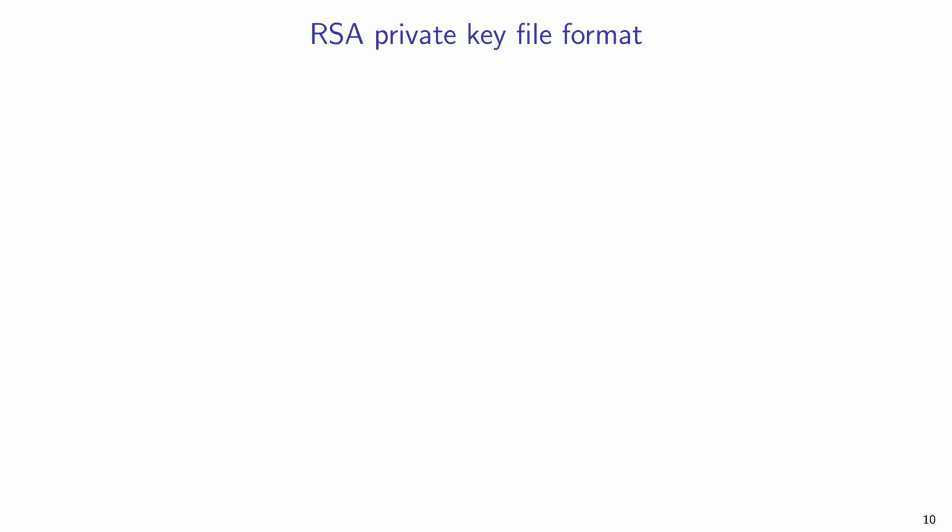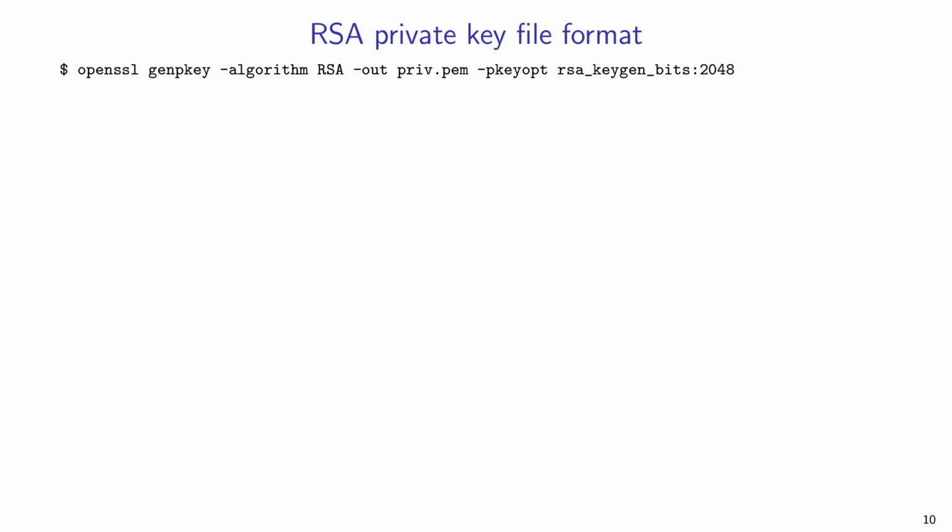Let's look at the RSA private key file format. In this course, we will not generate the RSA key pair ourselves, but we will use the OpenSSL tool to do that. So we can run the OpenSSL tool, passing the genpkey parameter, specifying algorithm RSA, then where to write the private key, and the RSA modulus size 2048. The primes will be half that length.